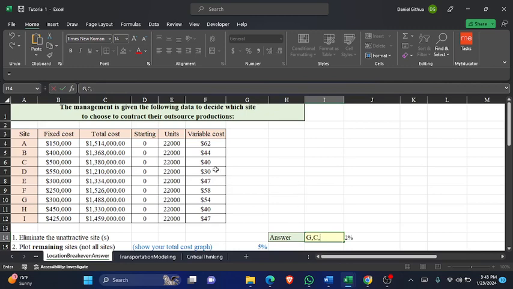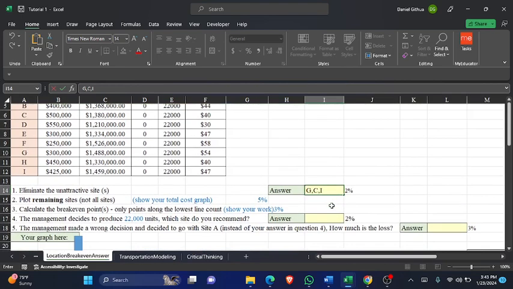Then we also check another that has the same variable cost. We can see H, I and E. So we check which has the smallest total cost, which is E, while I has the highest total cost. So we eliminate I because it's the highest total cost. And those are the three sites that I will eliminate.